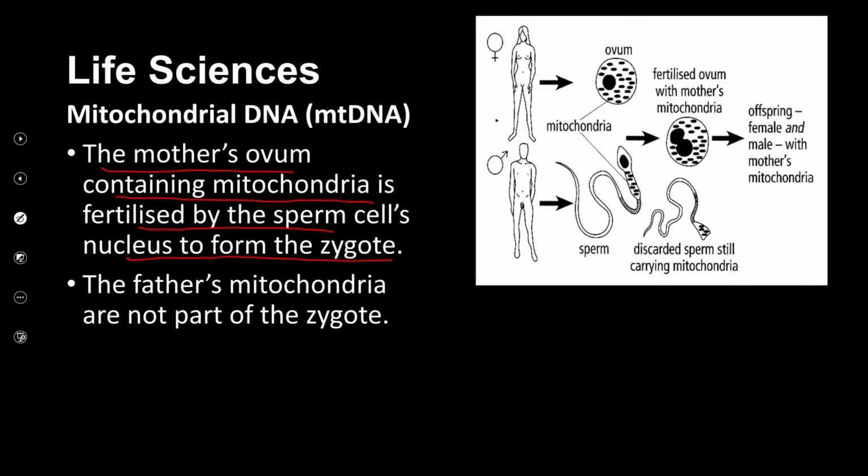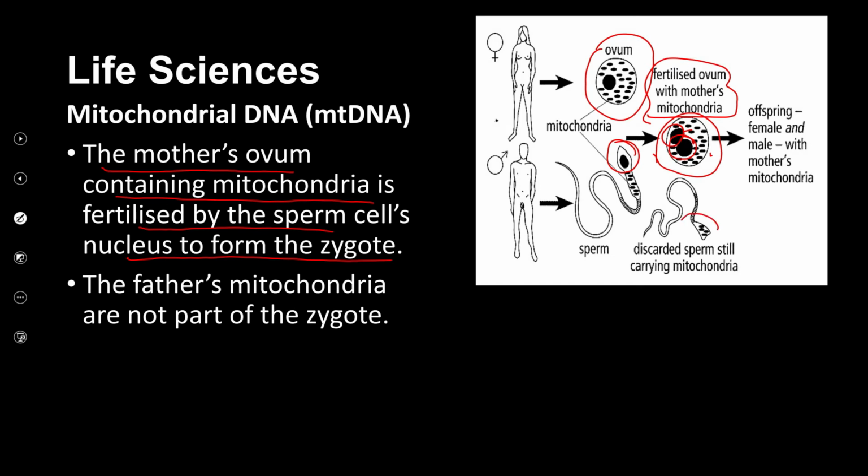Here in this diagram we see the ovum with mitochondria. And when that is fertilized, remember, when the sperm cell penetrates the ovum, all that goes in is actually the nucleus. The head will penetrate, and it's the nucleus of the sperm cell that fuses with the nucleus of the egg cell. So the rest of the cell that's going to form the zygote comes from the ovum. Therefore, it's the mitochondria from the ovum that form the zygote, or the next generation.